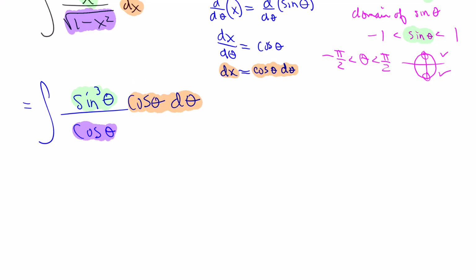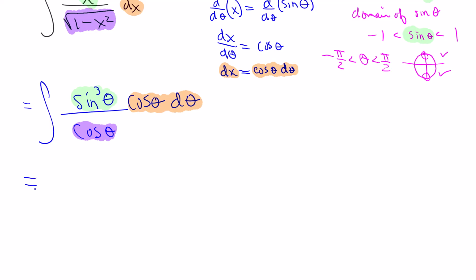It's tempting to say, oh look, cosine thetas will cancel. There's one up top, there's one below. Well, okay, that's true, but if you cancel those cosine thetas, you're kind of stuck because all you have left is sine cubed theta d theta, and there's no good way to integrate that. So unfortunately, it's still possible to get stuck even after all this work has been done. So I want to go through another way to get around this.